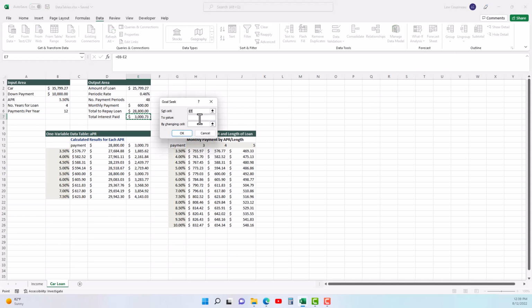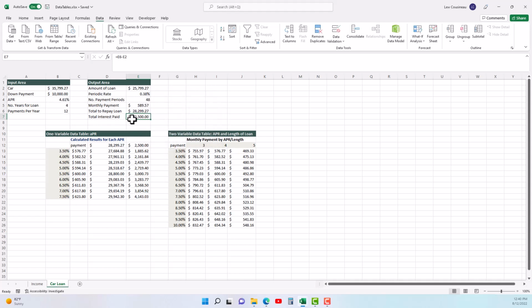Or let's say the amount of interest you want to pay has to be a certain value for whatever reason. So I can say, all right, I want that to be 2,500. And then what cell can I change? Well, let's see what the APR would need to be. And again, I can't choose this periodic rate over here because that is a combination of this divided by 12. So all I can do is choose that 5.5%. It does its numbers and says, okay, if you want to pay $2,500 in total interest, then the APR needs to be 4.61%.